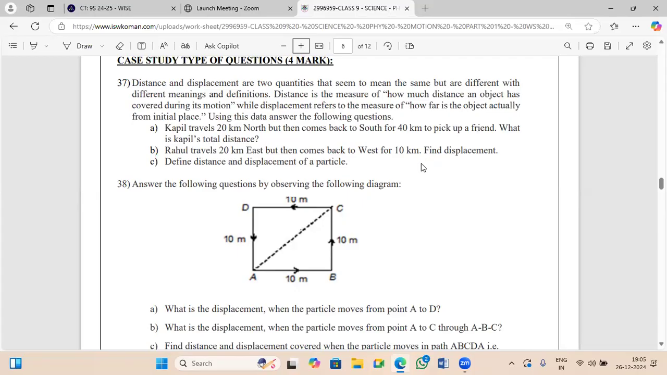What is Kapil's total distance? Sir, 20? No, sorry, sir. 20, 40, 60, right? Yeah, it's like this. So this diagram is not related to this question, all right? Don't get confused with the diagram. So you have to consider here that Kapil is traveling 20 kilometer north, then he returns back to south for 40 kilometers. Distance is total distance traveled. Okay, so total distance he travels is 40 plus 20, that is 60 kilometers.